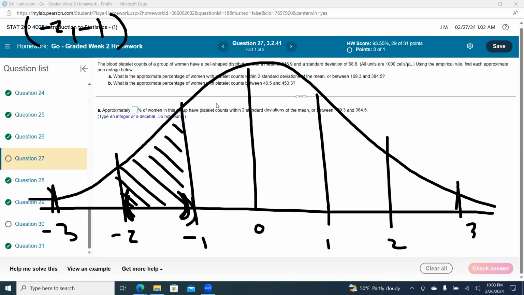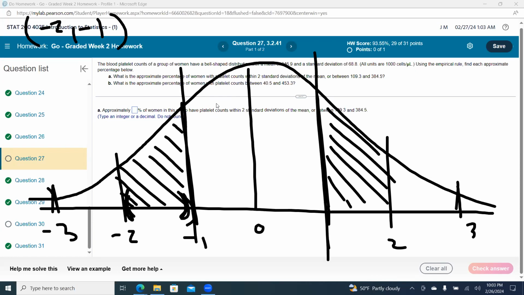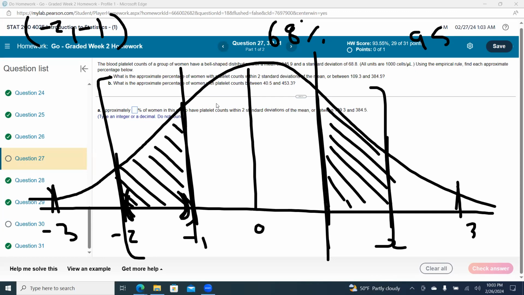Okay, so let's just do this. What is that middle that I didn't shade? The middle that I didn't shade, this entire thing is 68%. Okay, so what is plus or minus 2 standard deviations? Plus or minus 2 is 95. So we should see instantaneously that if we do 95 minus 68, we get just those 2 bars that are shaded.